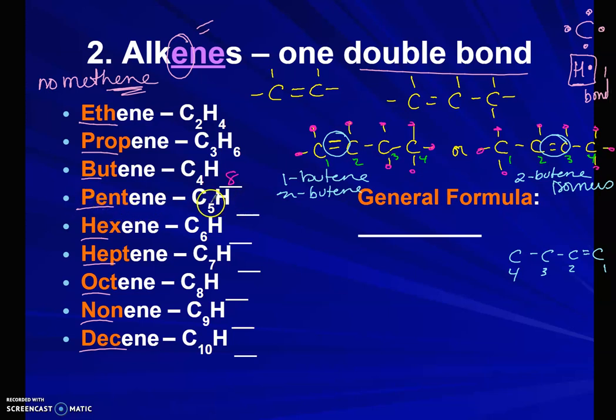All right, so pentene would be C5. How many hydrogens if we put in a double bond? That's right, 10. And then hexene would be C6H12, C7H14, C8H16, C9H18, and C10H20 for decene. So our general formula would be CnH2n. Very good. We removed 2 of those hydrogens in order to get that double bond in the correct spot.